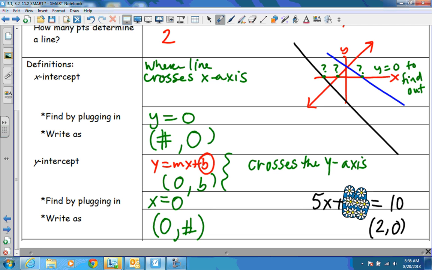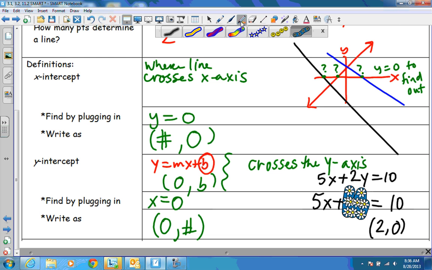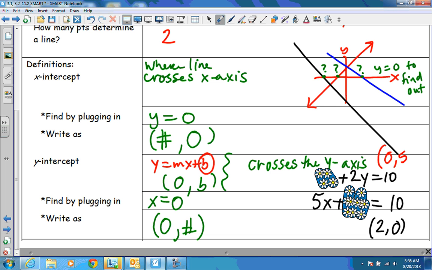Otherwise, what did we have before? 5x plus 2y equals 10. If you wanted to find the y-intercept, what would you cover up? The x. So I just put my hand over it, cover up the x, solve for y, what do you get? 5. So here I know that I have 0, 5. When it's in standard form like that, that's how I solve them. I kind of cover it up. Do you like that? Yeah. Okay.